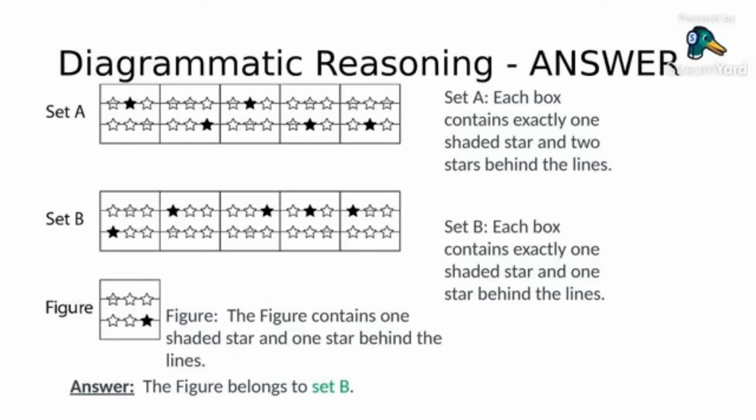That's why, pagdating po dito sa figure, it contains 1 shaded star, tapos 1 star din po behind the line. Kaya po, yung mismong figure po ay pwede natin siyang isama sa set B.